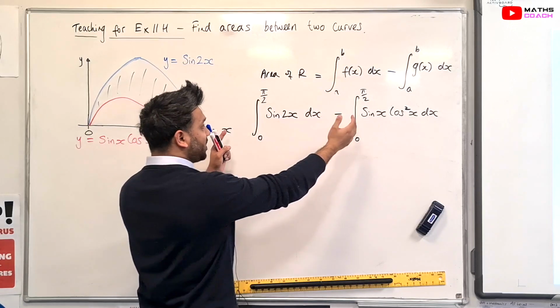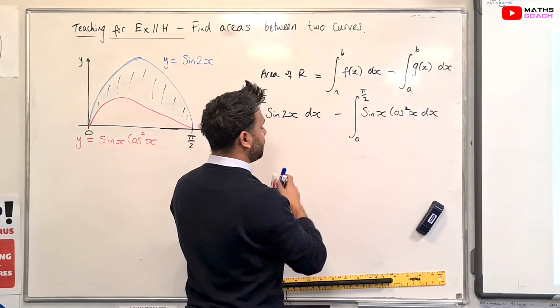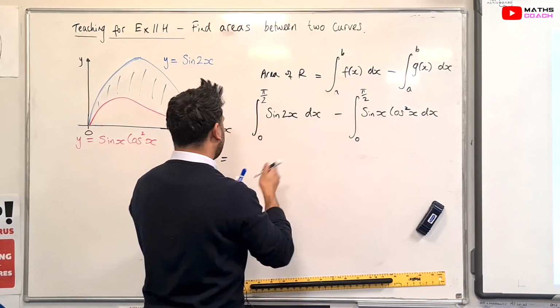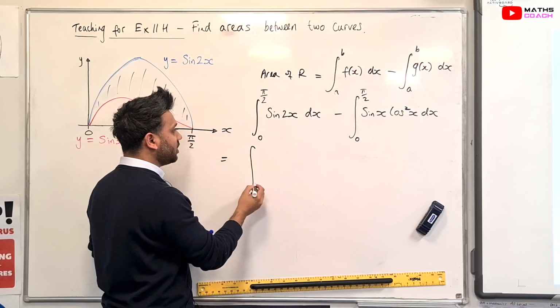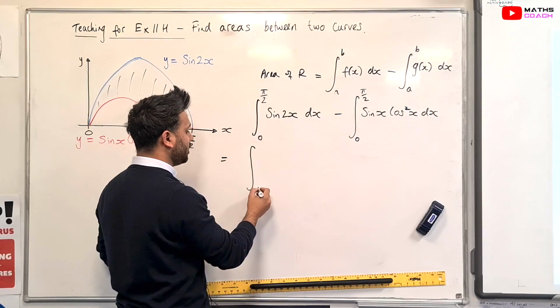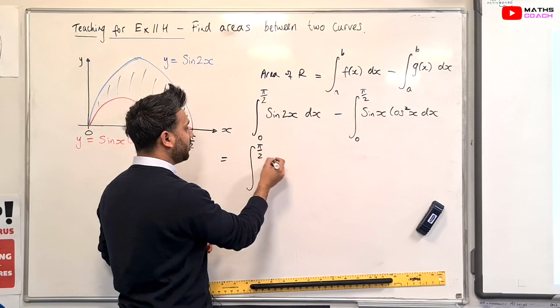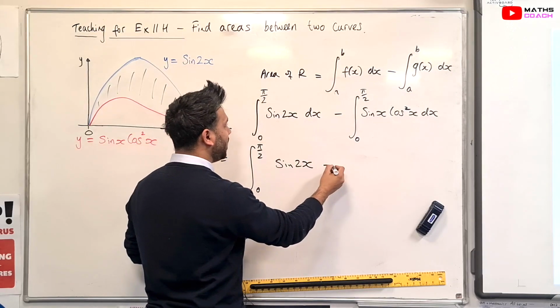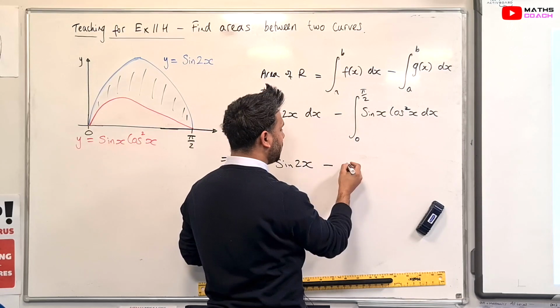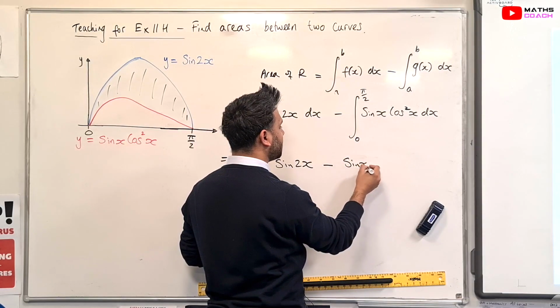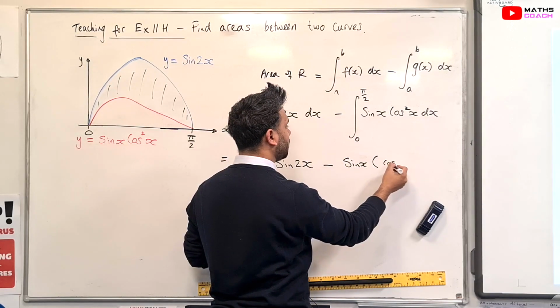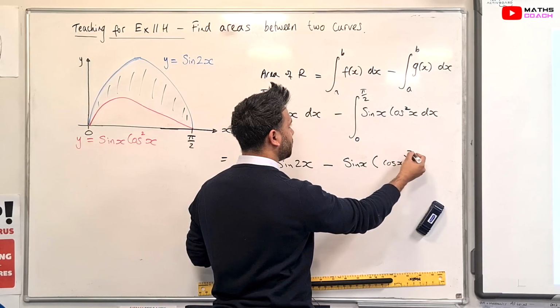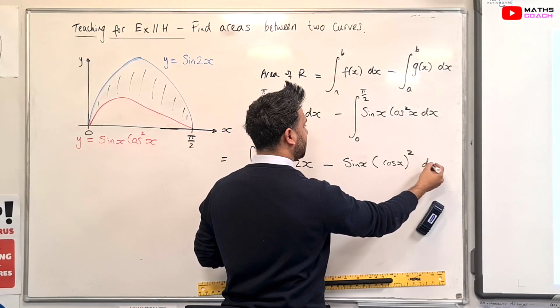Now, because we are integrating two separate functions within the same bounds, what we're allowed to do is put it into a single integration between 0 and pi by 2 of sine of 2x minus, just going to rewrite the second one as sine of x, bracket cos of x, close bracket squared, dx.